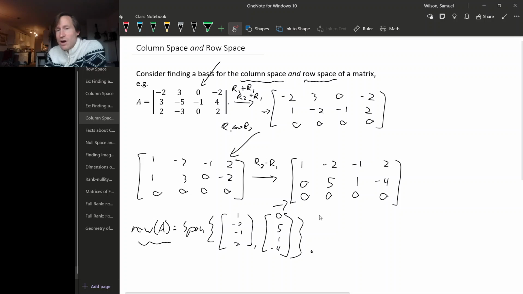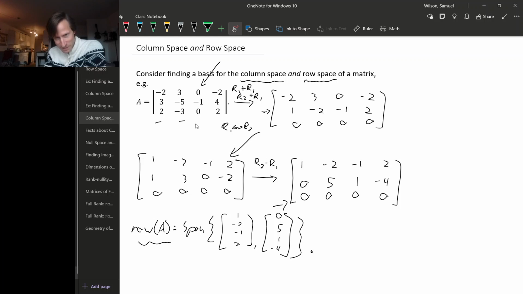Now let's think about the column space of A. So we could do a whole other reduction using column operations to find a basis for the column space of A, but that seems like a bunch of extra work. Wouldn't it be nice if we could use this row reduction that we did to find a basis for the column space? Well, to do that, what we would need to know is what columns here are redundant, right?